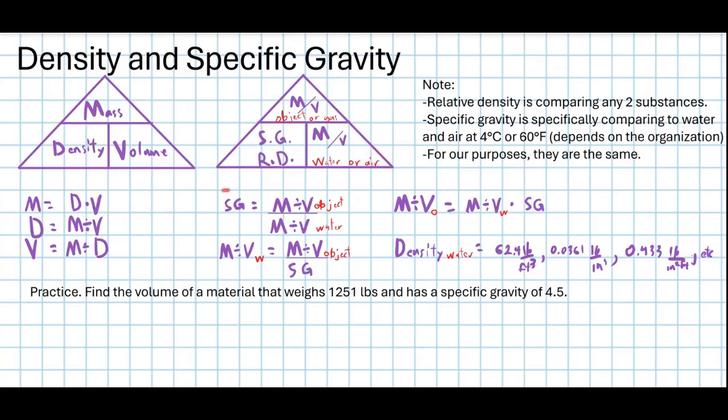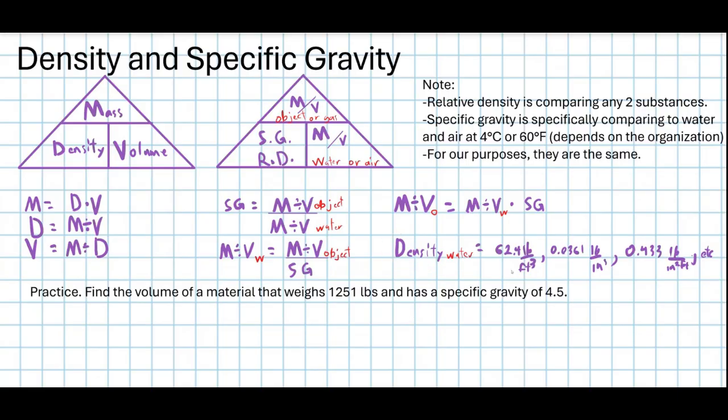So to find the specific gravity of something, we need to take the density of our object, or the mass divided by volume, and divide that by the density of water, or the mass divided by volume for water. If we're looking for the density of water, we can find that using the density of our object divided by the specific gravity. If we are looking for the density of our object, we can use the density of water times the specific gravity.